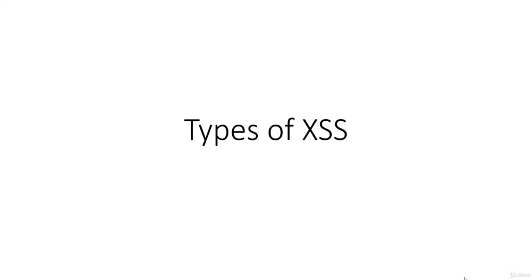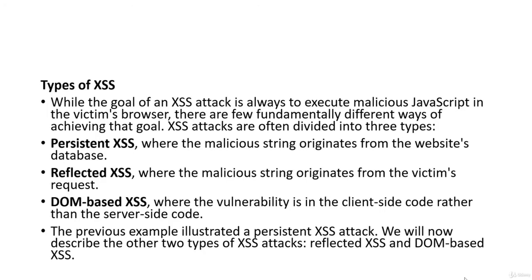So let's see the types of the XSS attack, which is basically the types of cross-site scripting attack. We have a bunch of types over here. The goal of the XSS attack is always to execute malicious JavaScript code. We have already seen some examples in the previous lectures. There are a few fundamentally different ways of achieving that goal, which is basically executing the malicious JavaScript code. XSS attacks are often divided into three types.